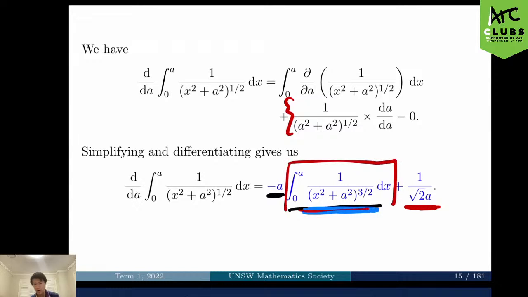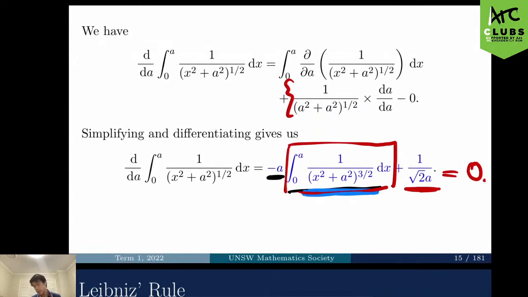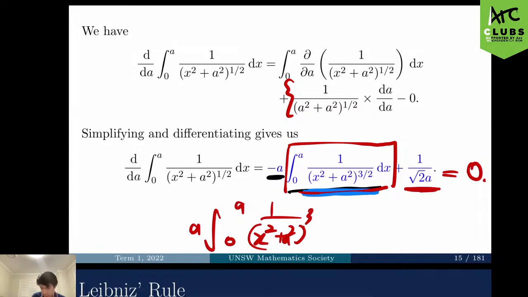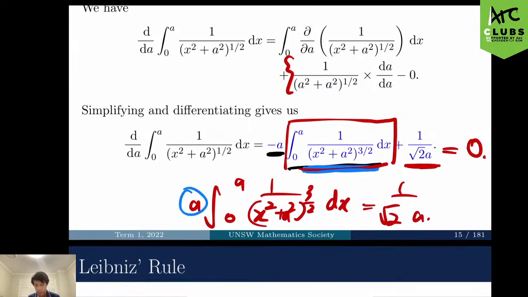thing. And remember, checking our other side, this thing was actually equal to 0, right? So if this thing is equal to 0, then, well, we can just solve for it like a linear equation, right? So we have a times this integral is equal to 1 on root 2 times a. And, well, just divide, and we get exactly what we need.